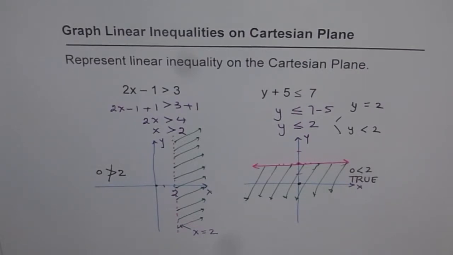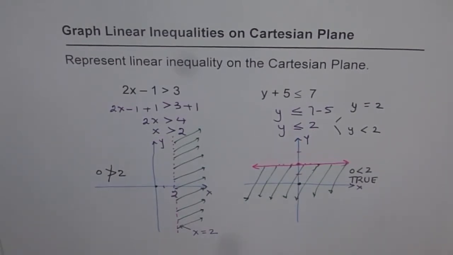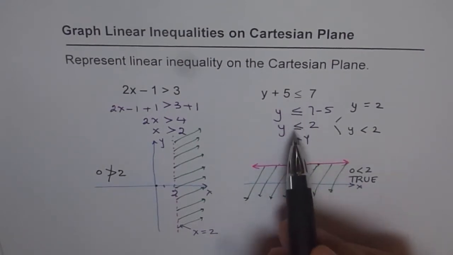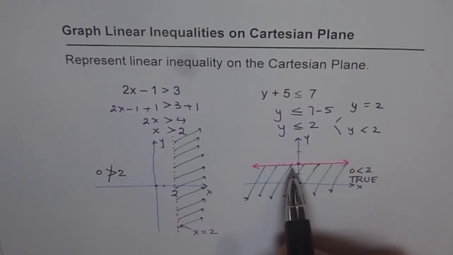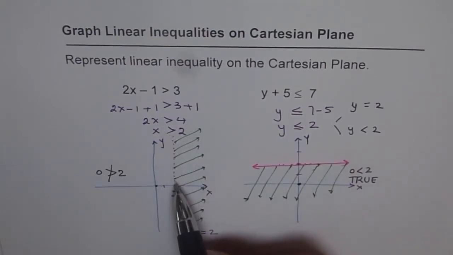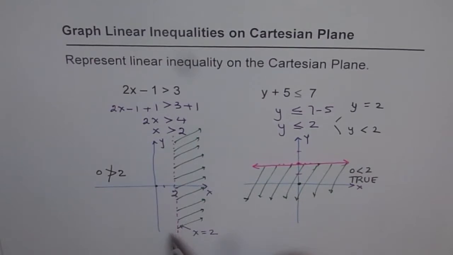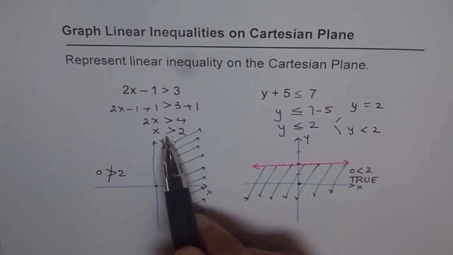So what you should remember to draw linear inequalities on the Cartesian plane is just two things. One, when you look into the inequality, does it include the equal to sign or not? If it includes, then it's a solid line. If it does not include, it's a dotted line. And the second part you have to see is this sign itself. The sign tells you which side to shade.